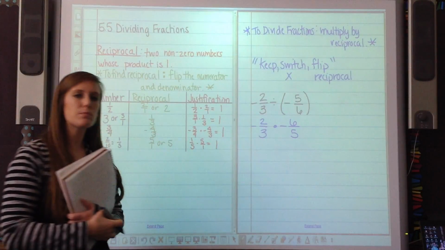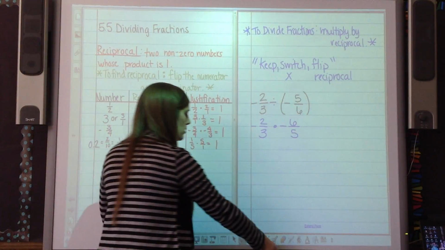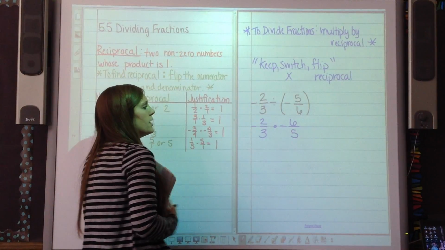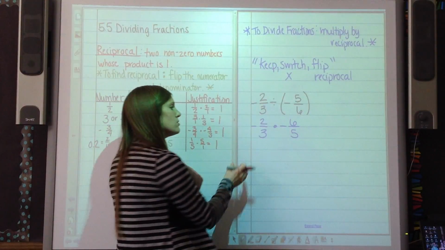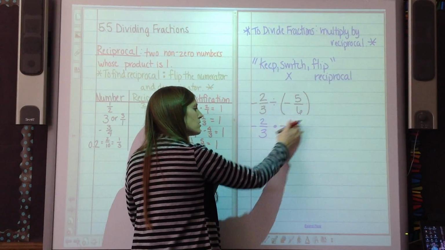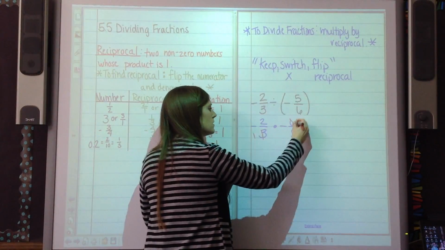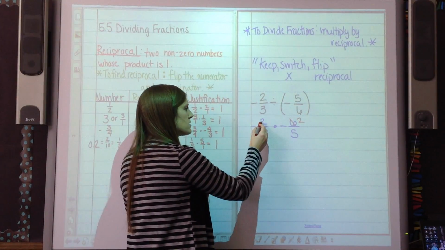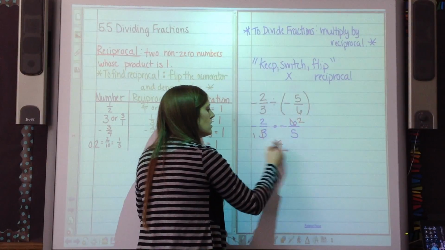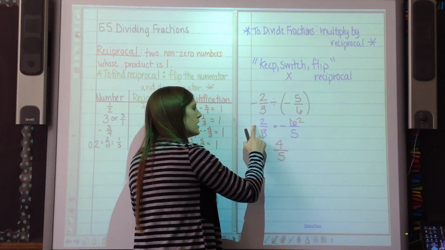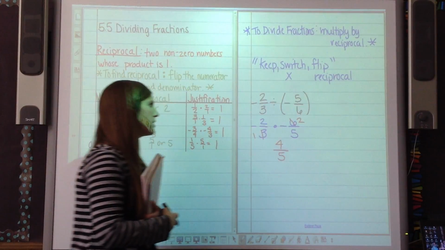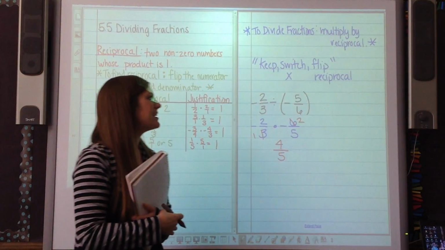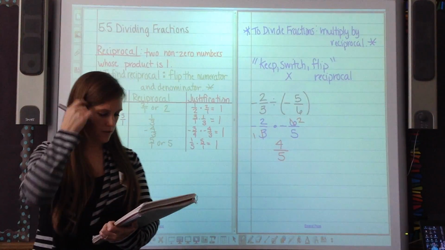Now that I have a multiplication problem, I'm going to follow multiplication rules. And I see in this problem we can cross reduce. We have a greatest common factor of 3. We can cross reduce 3 out of both of these. The other way we can't cross reduce, so I'm going to multiply straight across. 2 times 2 is 4. 1 times 5 is 5. A negative times a negative is a positive. Negative 2/3 divided by a negative 5/6 is 4/5.